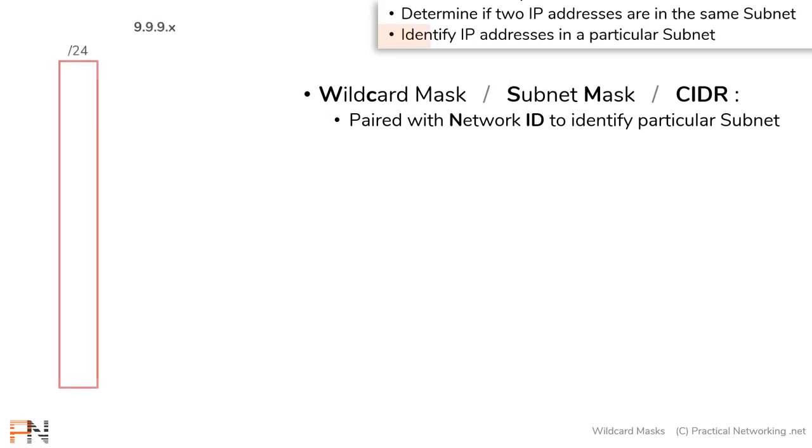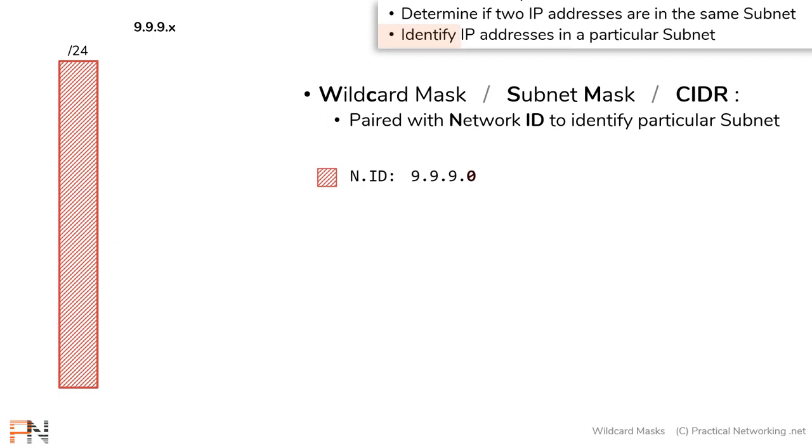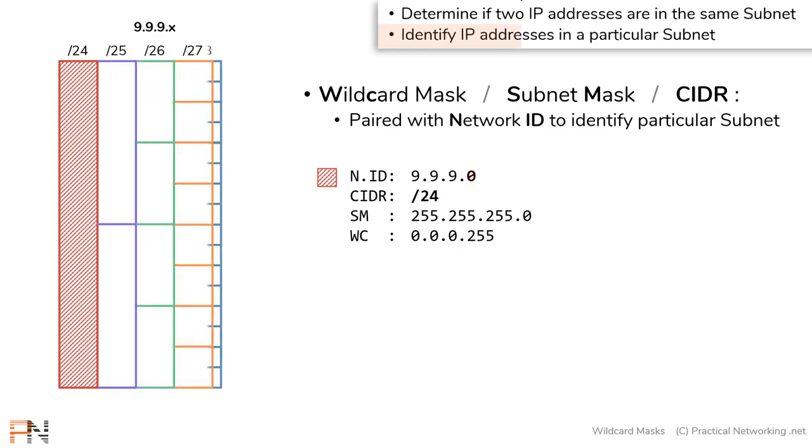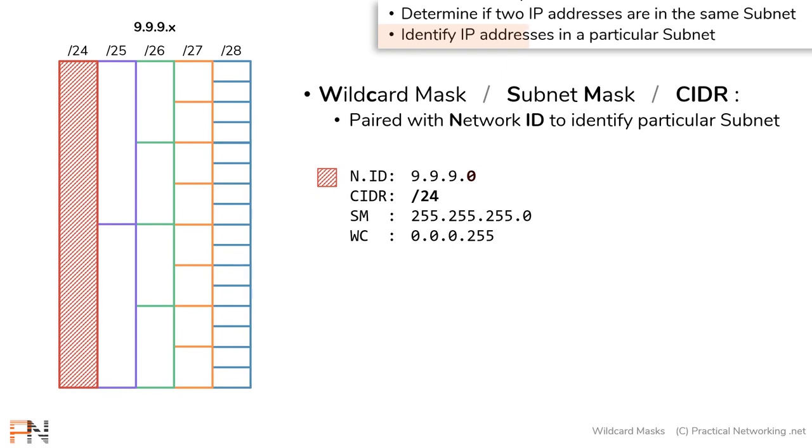For example, this is a /24 network. If I wanted to refer to the specific 256 IP addresses in that /24 network, I would pair the network ID of 9.9.9.0, which is the first IP address in this block, and either the CIDR of /24 or the subnet mask of 255.255.255.0 or the correlating wildcard mask of 0.0.0.255. Now, of course, subnetting is about taking one subnet and breaking it up into smaller subnets, and I can refer to any of these subnets using either of these tools.